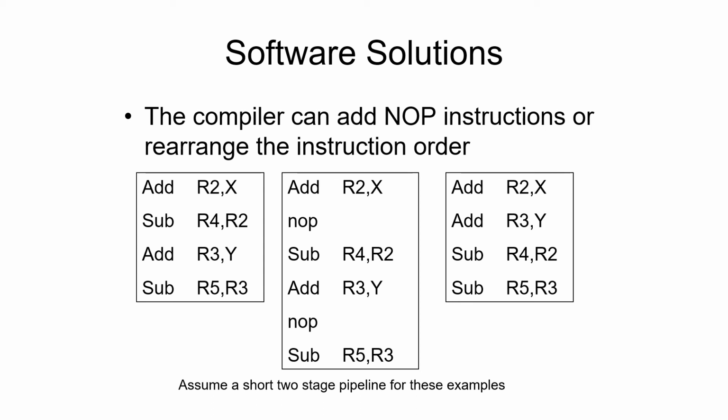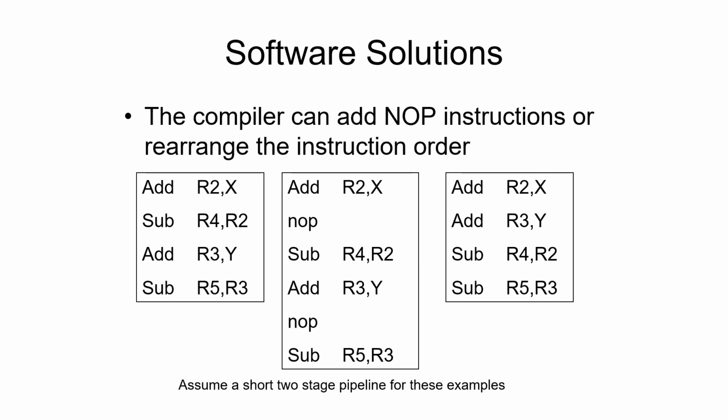Here's an example. The original code is on the left, where we're adding x to R2, subtracting, adding y to R3, and subtracting from that. We'll assume for this case a really short 2-stage pipeline, just for the example. So they can be fixed in 2 ways. You have a data hazard in the first and second line where R2 is used, and a data hazard between the third and fourth line where R3 is used.